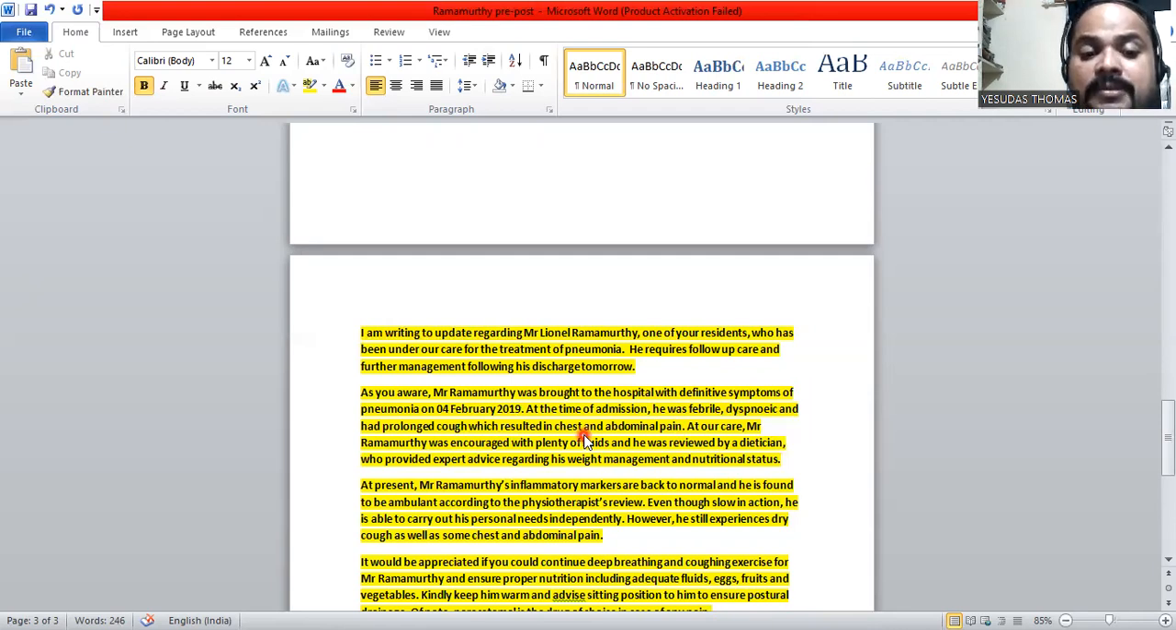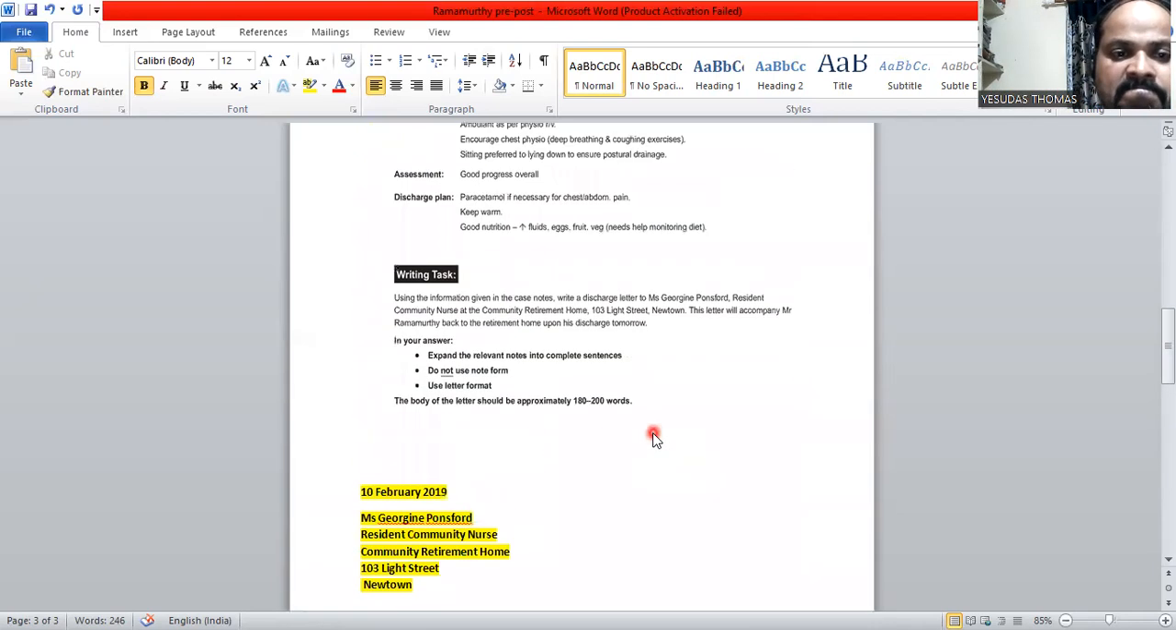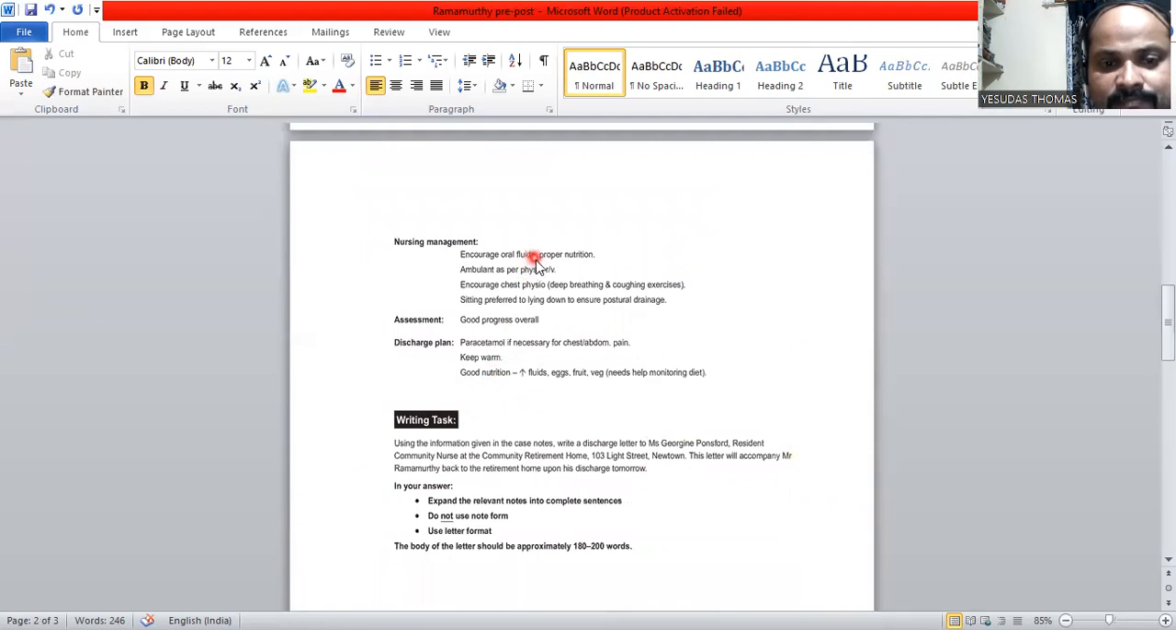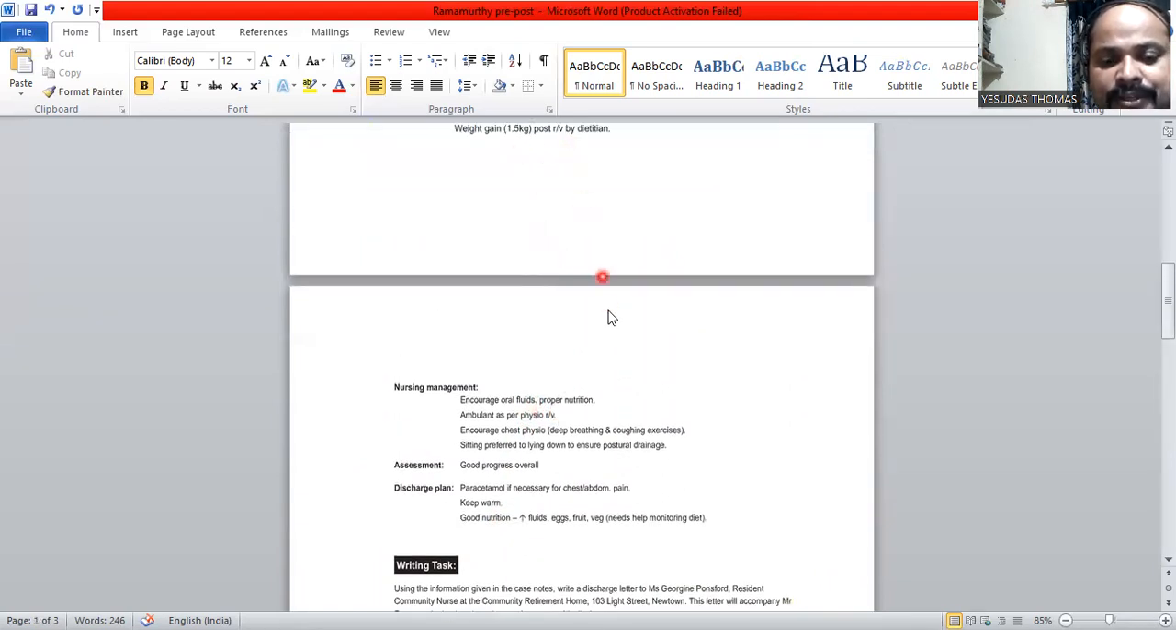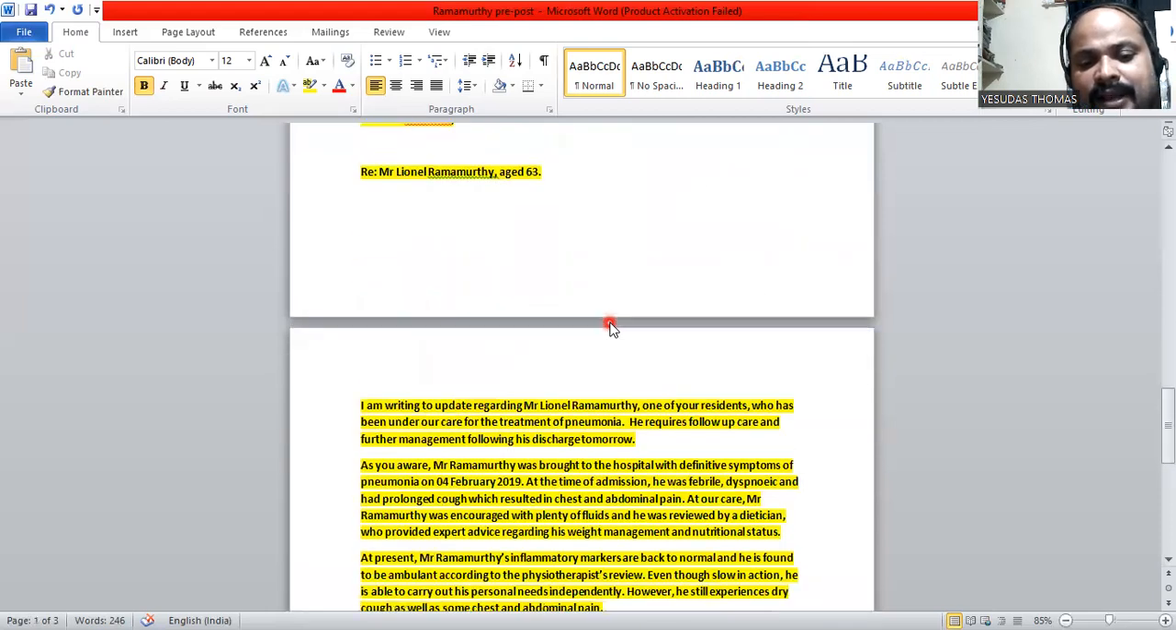At our care, Mr. Ramamurthy was given plenty of fluids, and he was reviewed by a dietitian who provided expert advice regarding his weight management and nutritional status. So what we provided him is plenty of fluids and proper nutrition, and he was reviewed by a dietitian. This is what we have written there.